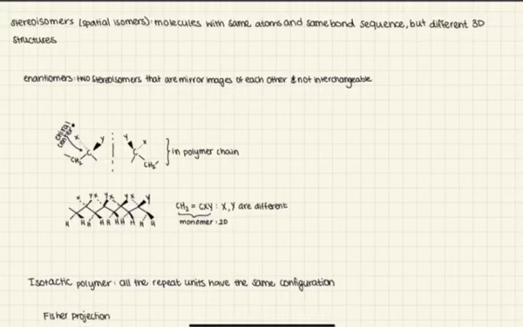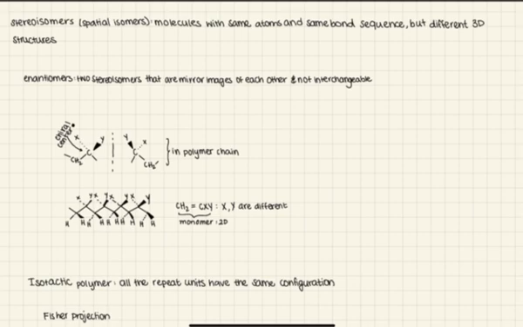Hello, today I'm going to be talking about tacticity, which is a very important feature in polymers. The stereochemistry and tacticity of polymers is very important to their behavior and properties. Stereoisomers are molecules with the same atoms and the same bond sequence, but different 3D orientations. They are known as spatial isomers, as their differences are dependent on their orientations in space.